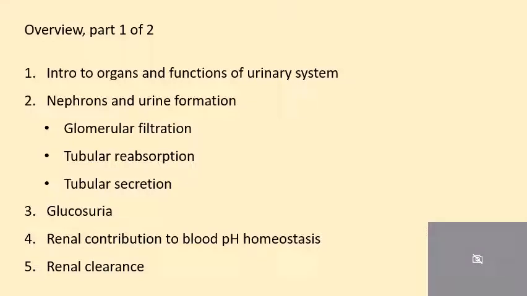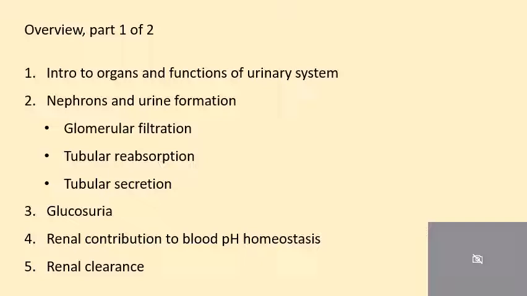So in part one, I'll give you an introduction to the basic anatomy of the urinary system, and we'll talk about an overview of urinary system function. And then we'll launch into the basic mechanism by which the kidneys filter blood and produce urine.